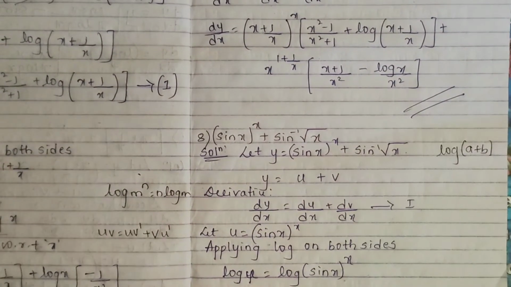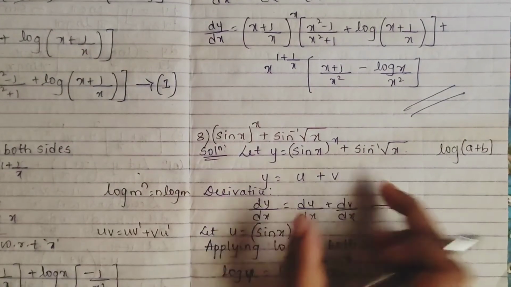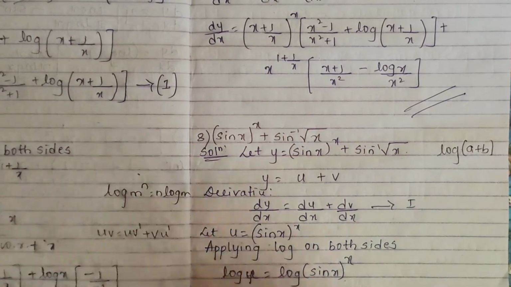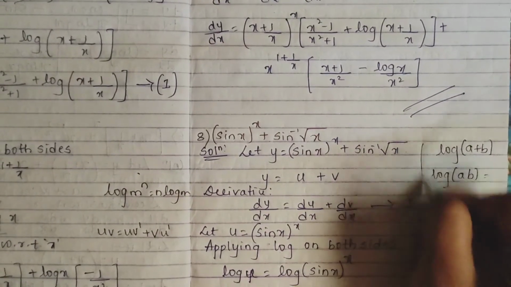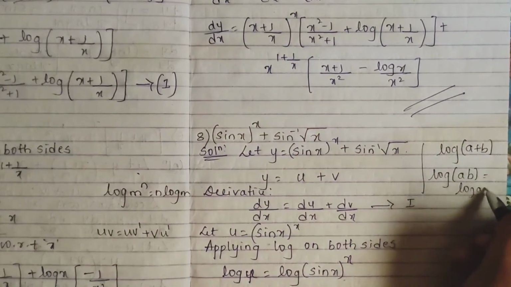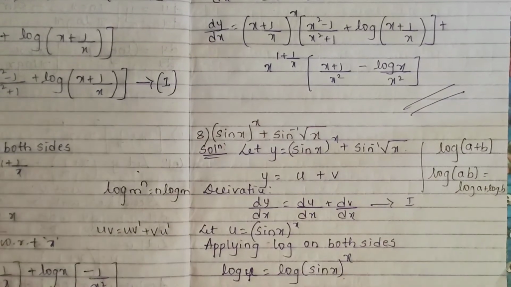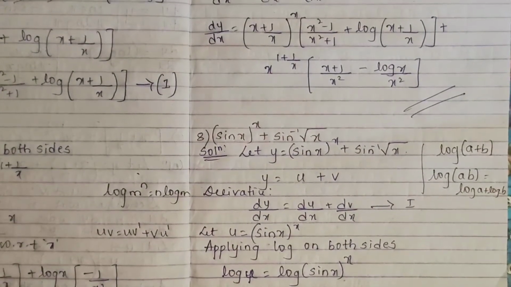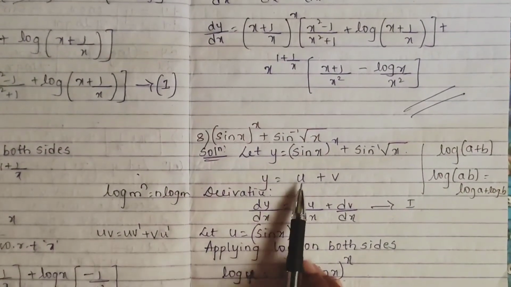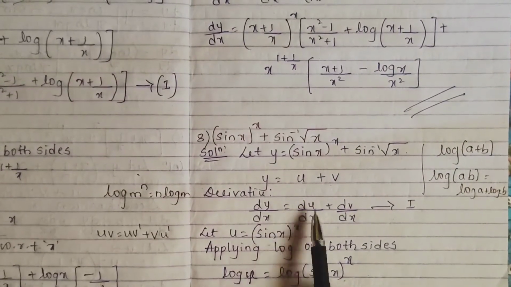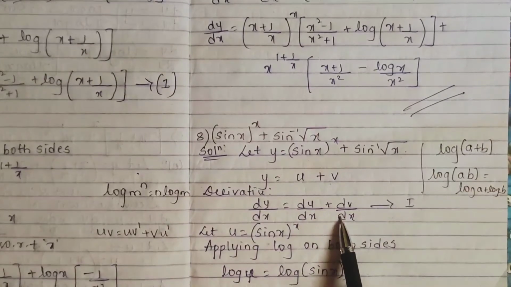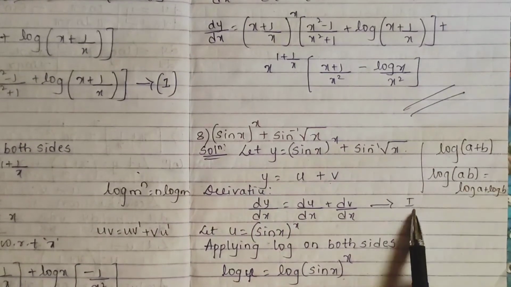So directly I can't apply my log here because this is in addition. We have our identity, log of a into b, which is log a plus log b. So students, don't get confused. So you'll get u plus v. So its derivative will be what? dy by dx is equal to du by dx plus dv by dx. As usual, take it as Roman number 1.